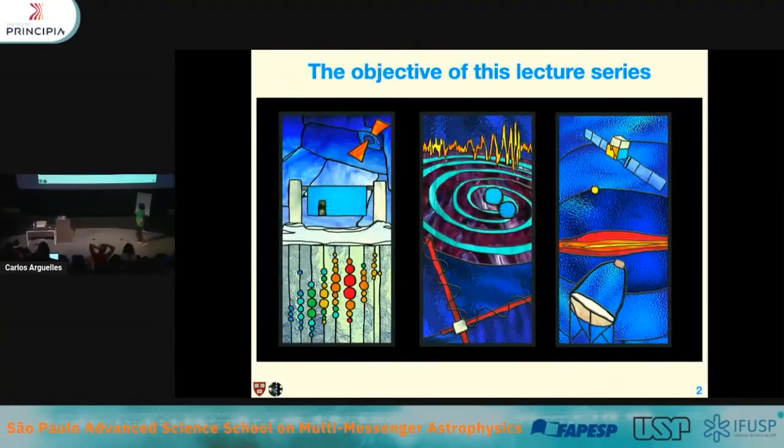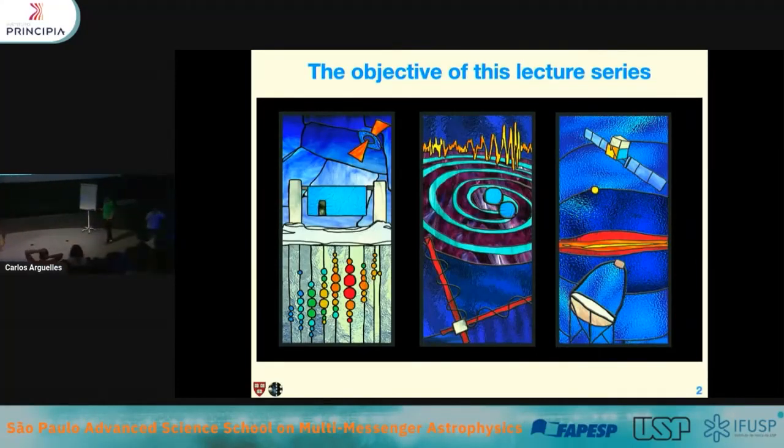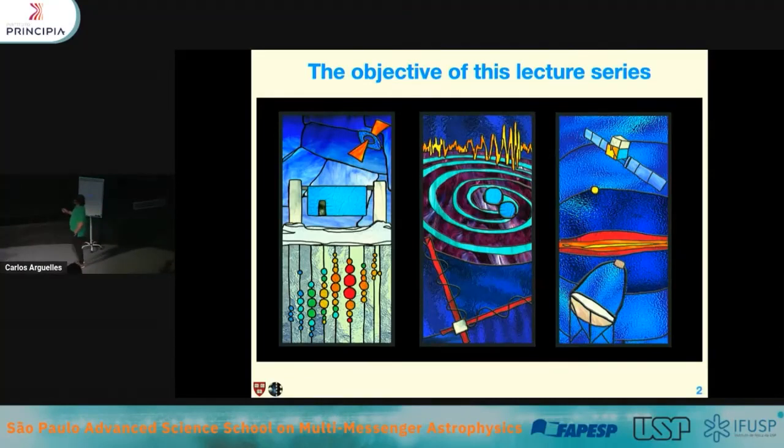Okay. So the objective of this lecture series is to be complementary to what you've heard last week. I imagine you have talked about gravitational waves, and you have talked about gamma ray observations. And the idea is to look at this third window of the universe, which is neutrinos. And I want to be more specific about my goals and expectations.